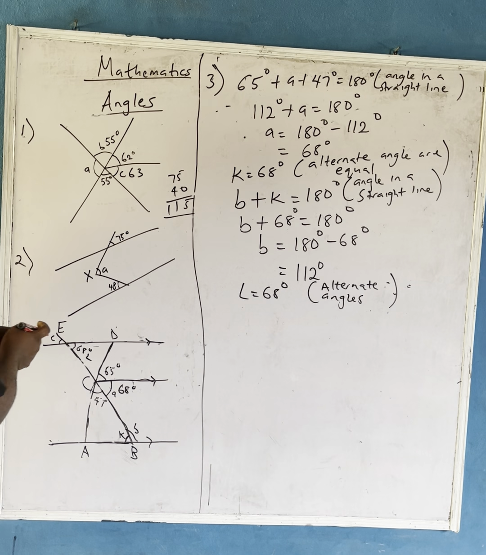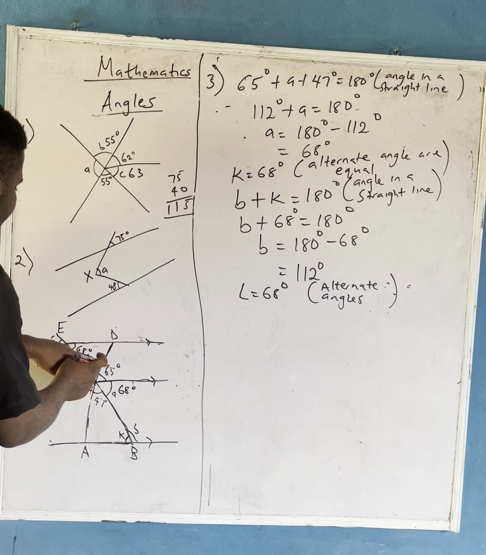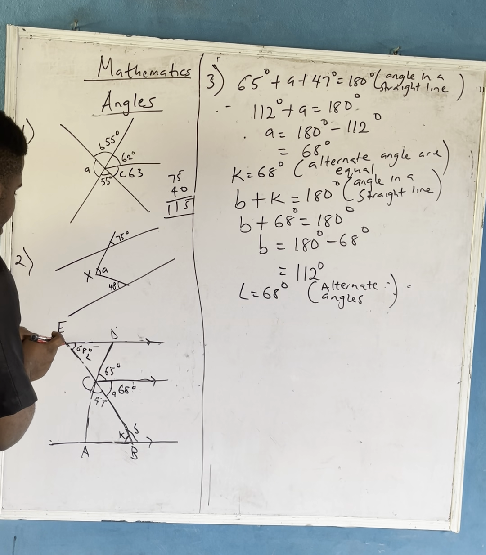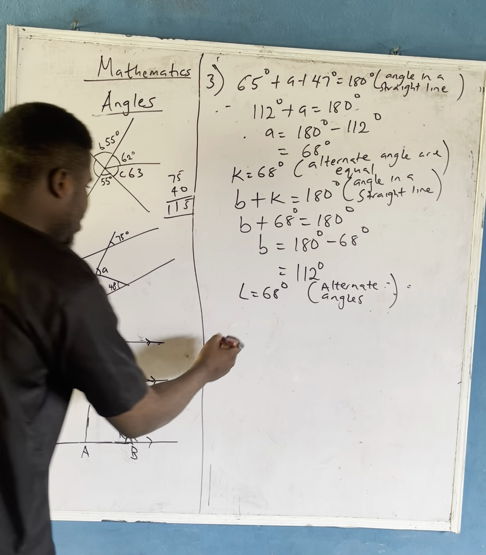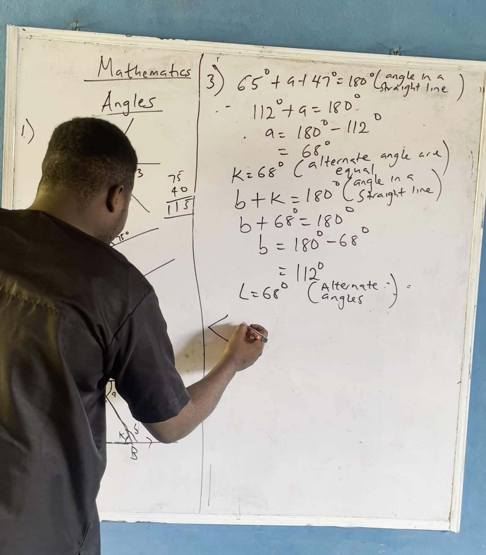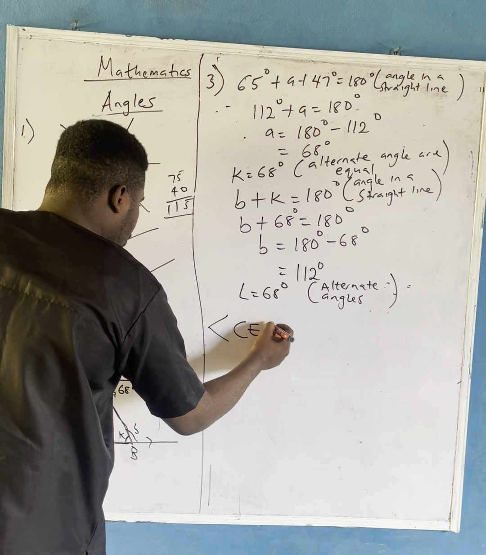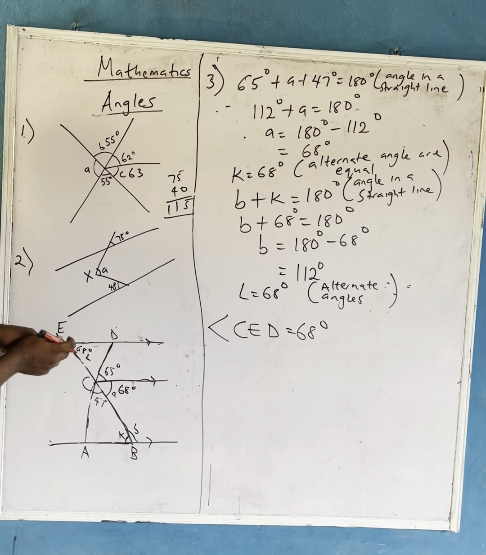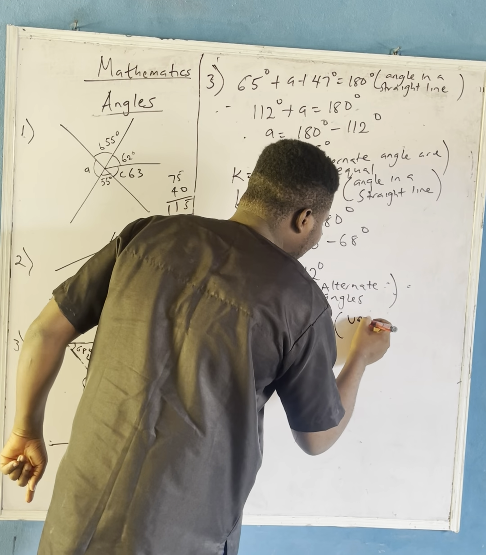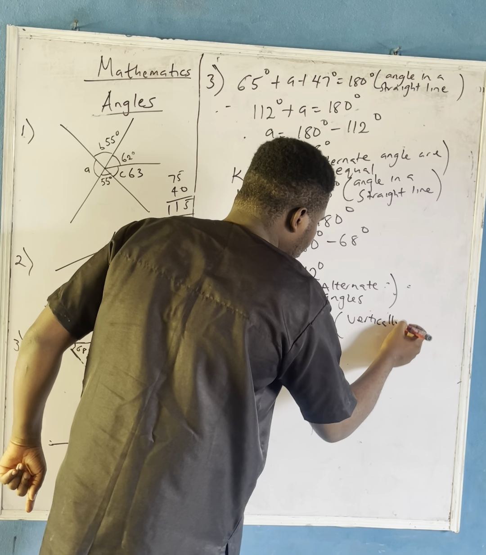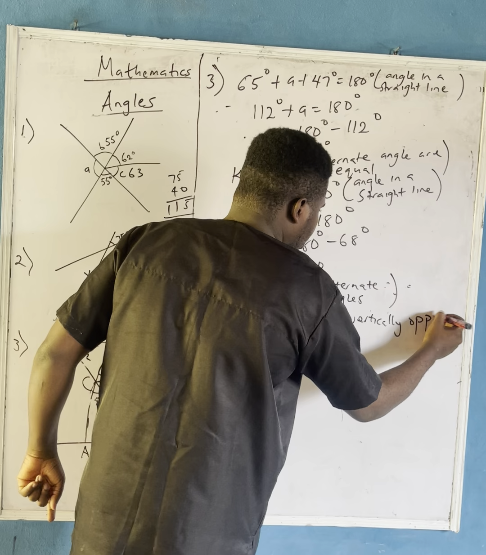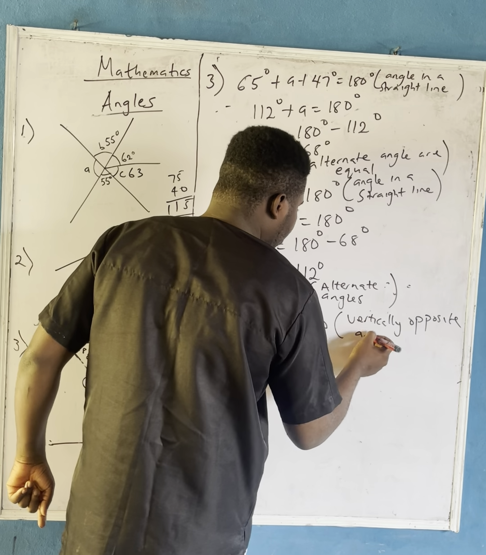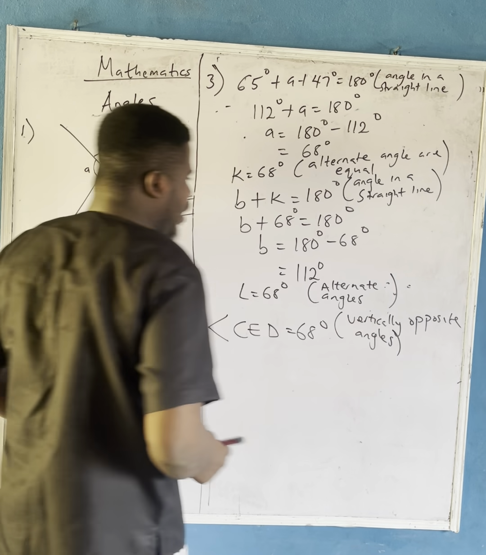Now we are looking for this C here. And if this L is equal to 68 degrees, this C, that is angle CED, also equals 68 degrees, because they are vertically opposite angles.